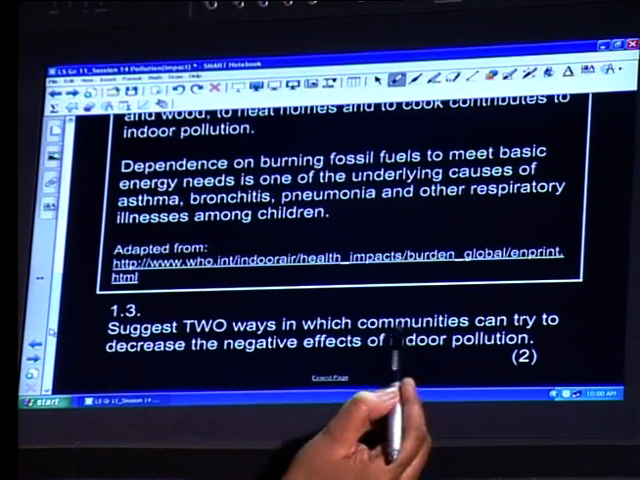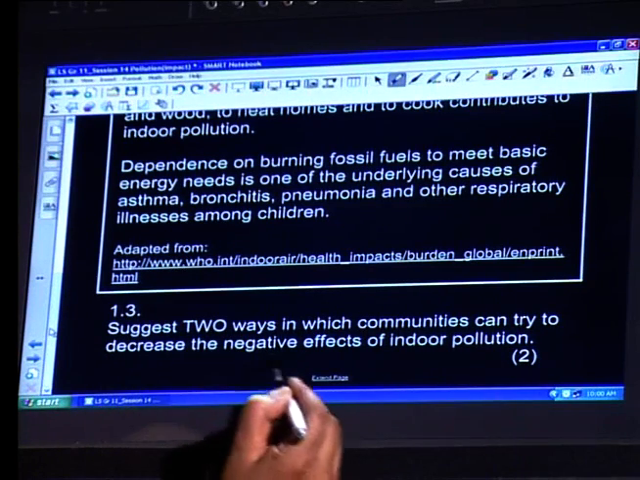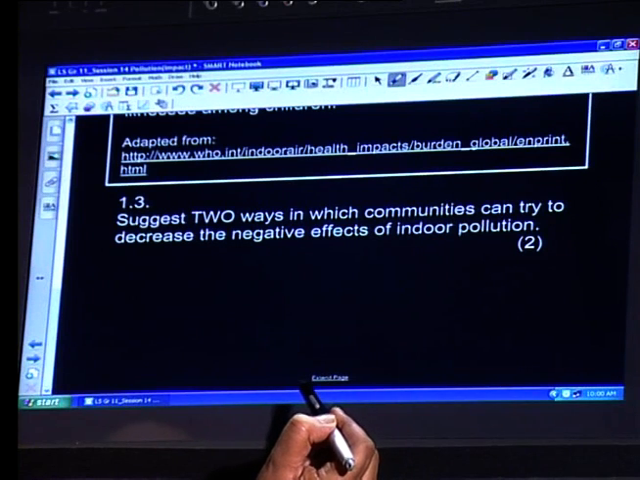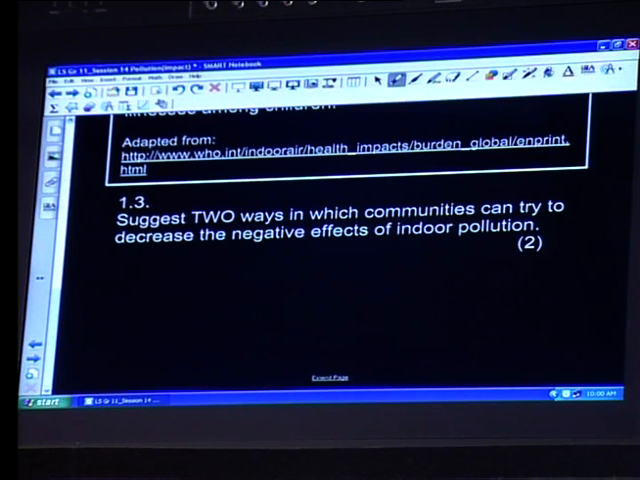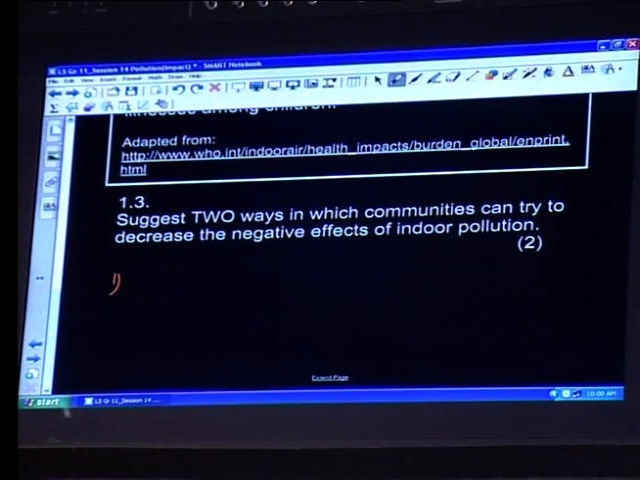Suggest 2 ways in which communities can try to decrease the negative effects of indoor pollution. Now, what could communities do to decrease that indoor pollution? Obviously, up to now, we have people who have little fires, right? Fireplaces in their home, but that fireplace needs a chimney. It needs an outlet. That's one.